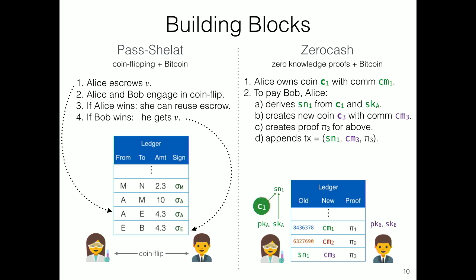So the cool part is that there's no way to link a coin's commitment with its serial number. Even though they might appear in the ledger, unless you have the secret key, there's no way to link the two. So essentially, the ledger always looks like a big table of random things.